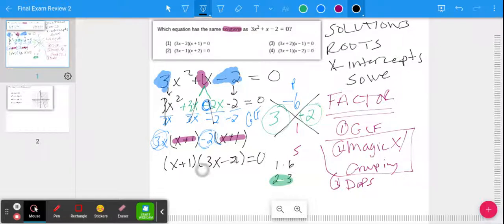Now, I don't see one that matches identical to this, but multiplication is commutative, which means I can change the order. I can put the 3x minus 2 in front and the x plus 1 second. So now that should match up with an answer. So it matches up with answer choice 1.